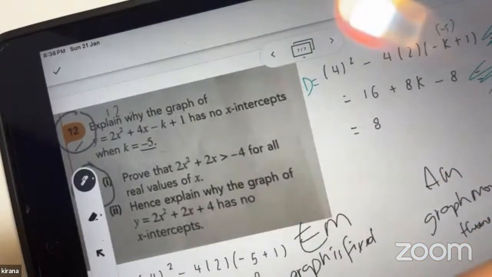Okay, then. Oh, come on. Kirana, you're the lady with the minus problem, right? You're the lady with the minus problem. You always have a minus problem. Come on.